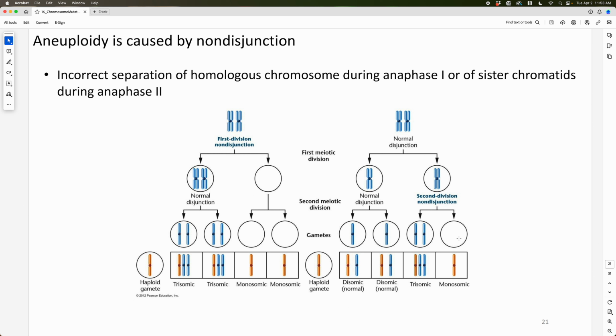And we can compare that to the expected outcome when you have non-disjunction of the sister chromatids, so during the second division. Again, you have a normal parent haploid gamete, so maybe this is an egg cell. We have a couple of offspring that are potentially normal, so they have 1 maternal and 1 paternal copy of that homologous chromosome. We have 1 individual that could be trisomic, so 1 maternal copy and 2 paternal copies of that chromosome. And then, like we had in the first division non-disjunction example, the only copy this individual receives is from the maternal parent. There's no paternal version of that homologous chromosome here.